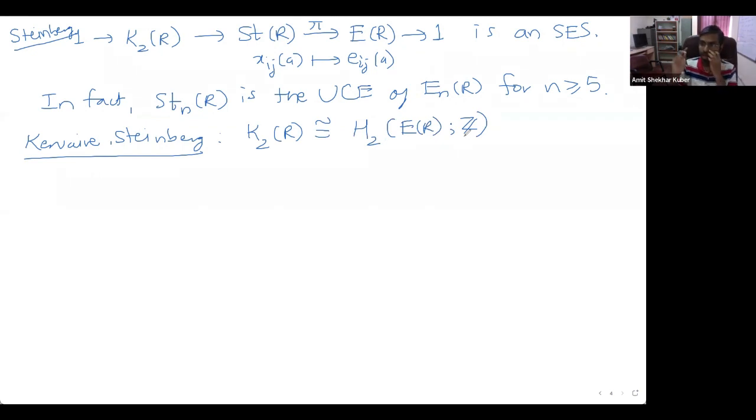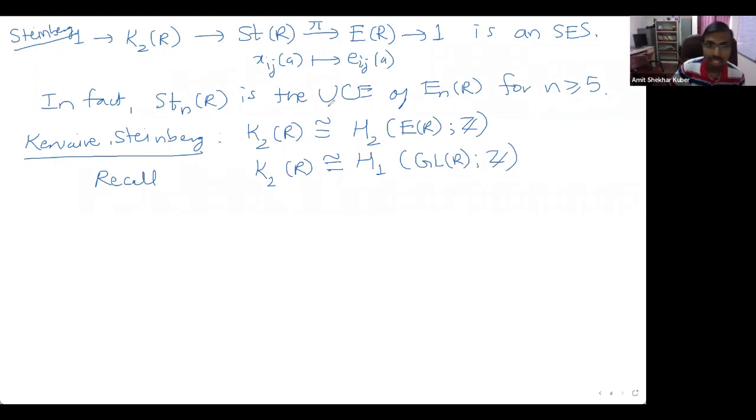So you remember what happened earlier. Just recall quickly that K1 of R was isomorphic to H1 of GL(R). Sorry, this is K1, I should change this. So you can see the pattern. K1 of R is H1 of GL(R). Then we take its commutator group, and then we do this.